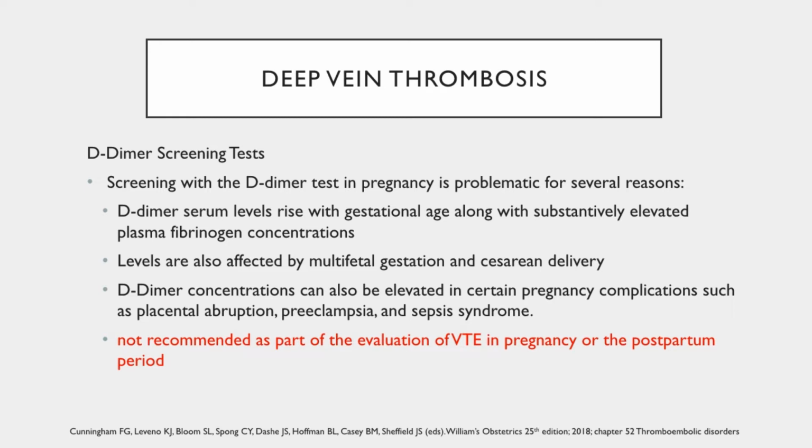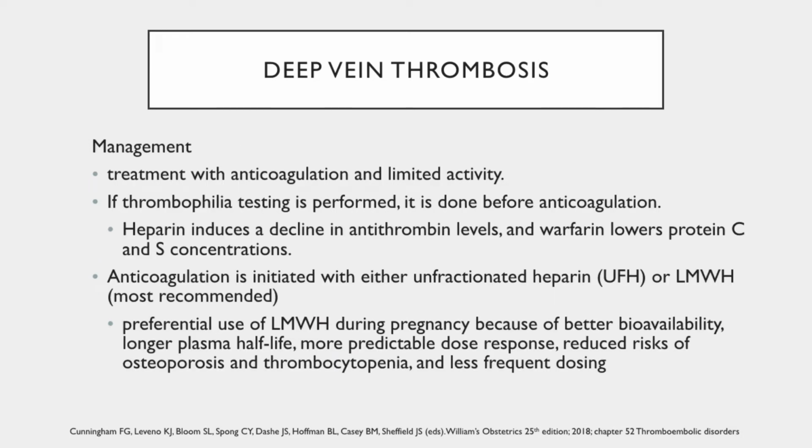Screening with a D-dimer test in pregnancy is problematic for several reasons. D-dimer serum levels rise with gestational age along with substantively elevated plasma fibrinogen concentrations, and levels are also affected by multifetal gestation and cesarean delivery. D-dimer concentrations can also be elevated in certain pregnancy complications such as placental abruptio, preeclampsia, and sepsis syndrome. And therefore, the D-dimer screening test is not really recommended as part of the evaluation of VTE in pregnancy or the postpartum period. So how do we manage deep vein thrombosis?